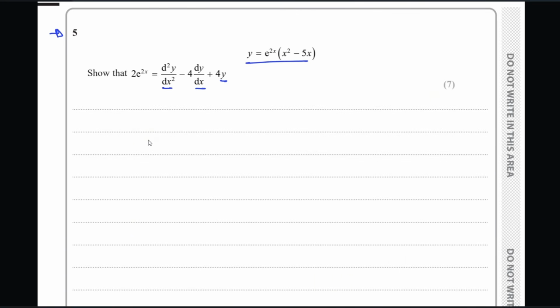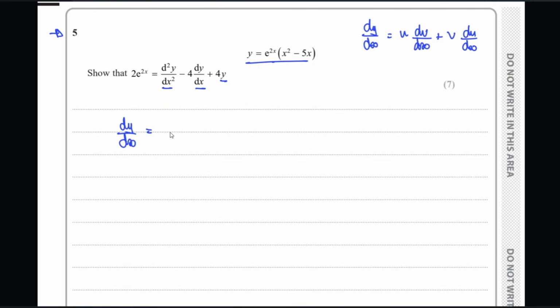Since we have an expression for y, dy over dx will be equal to... we have e to the power 2x multiplied by this bracket. We can see that they're multiplied, so we have to use the product rule. What is the product rule? dy over dx is equal to u times dv over dx plus v times du over dx. For us, u is e to the power 2x, and v is x squared minus 5x.